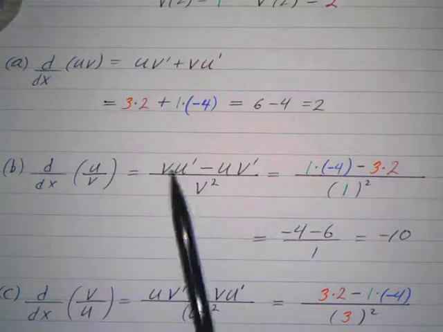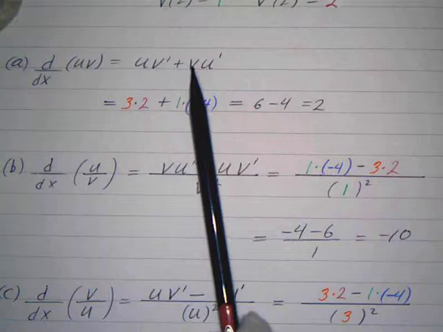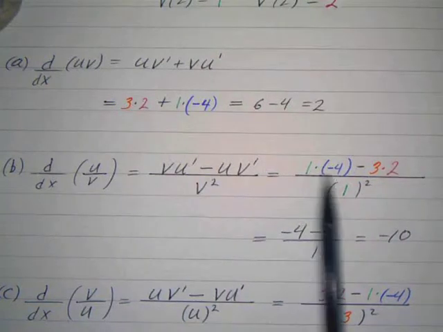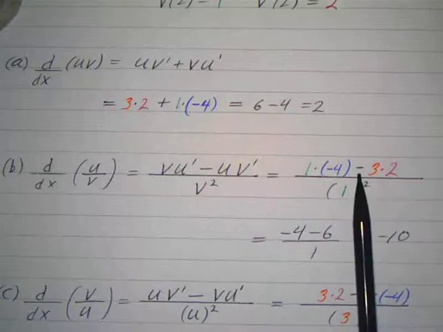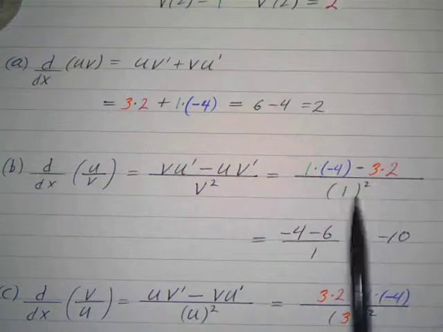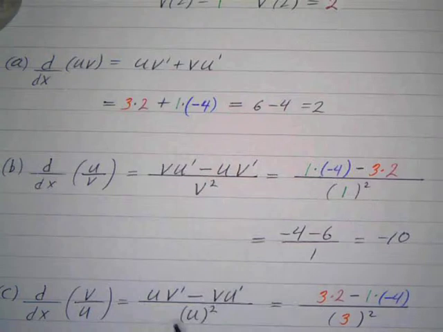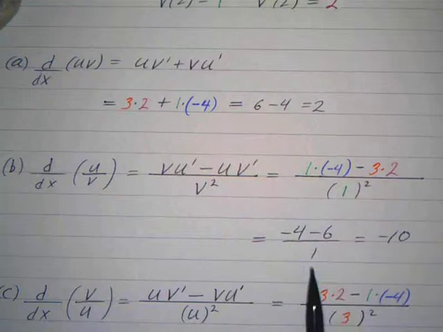And actually we had these values from up here, so you could have kind of piggybacked off this work, because there's u v prime, and here's u v prime. So that's again 1 times negative 4, and then v u prime was here, 3 times 2, and then v squared, that's 1 squared. So since you already did the work over there, it would make this part a little bit easier. And then we've got negative 4 and negative 6 all over 1 squared, which is 1, so that's just negative 10.